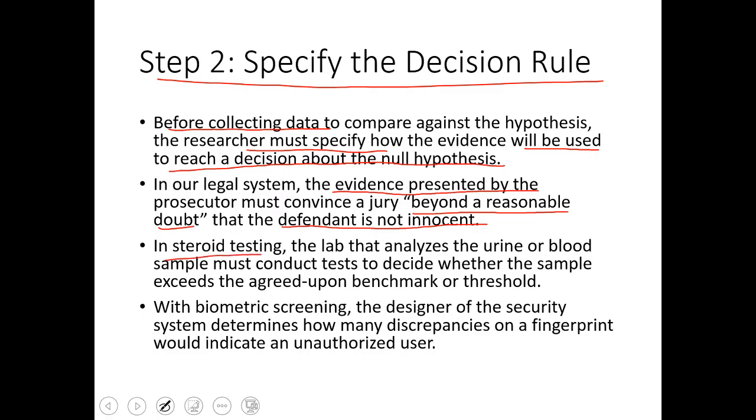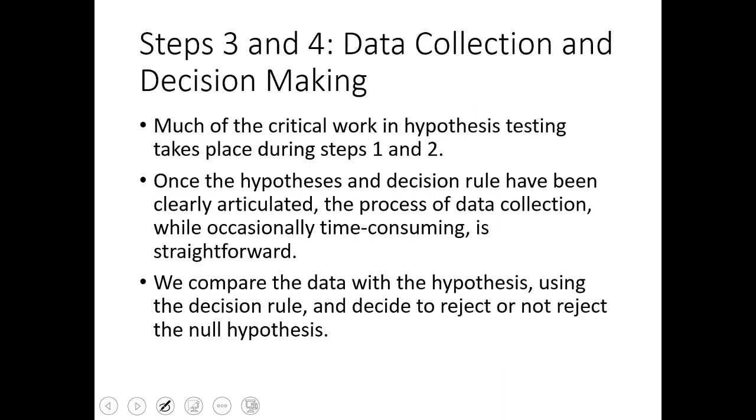In steroid testing, the lab that analyzes the urine or blood sample must construct the test to decide whether the sample exceeds the agreed upon benchmark or threshold. In biometric screening also, the designer of the security system determines how many discrepancies of the fingerprint would indicate an unauthorized user. That is the decision rule.